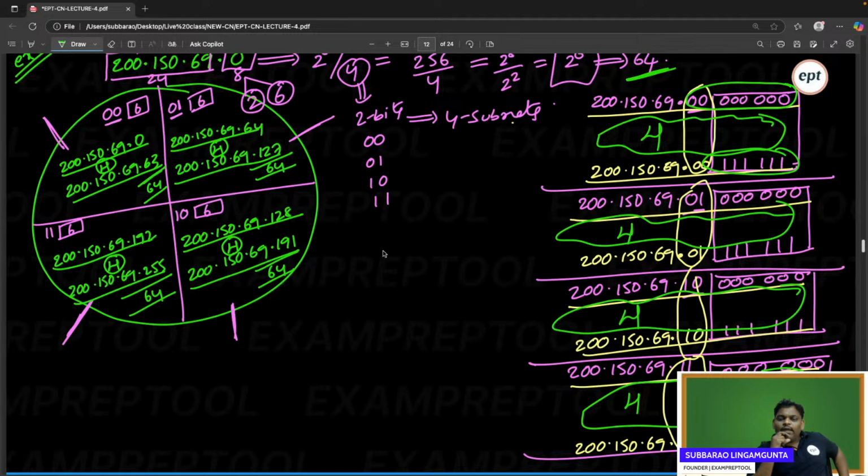I want to divide the given network into 4 subnets. Yes, I divided. Every one contains 64 people. 0 to 63, one group. 64 to 127, another group. 128 to 191, another group. 192 to 255, another group. Fine.